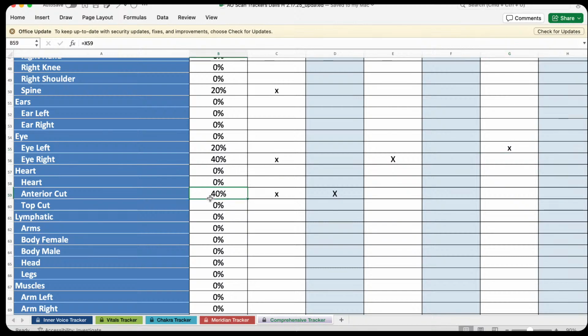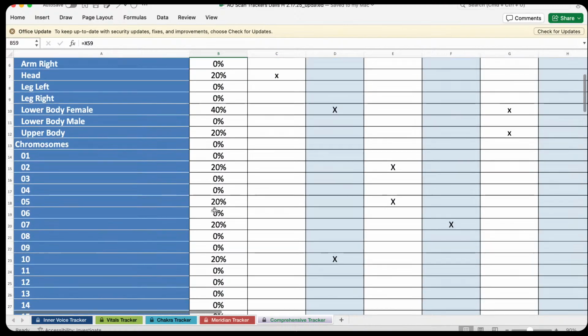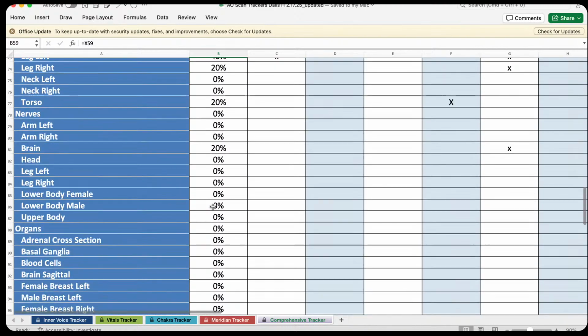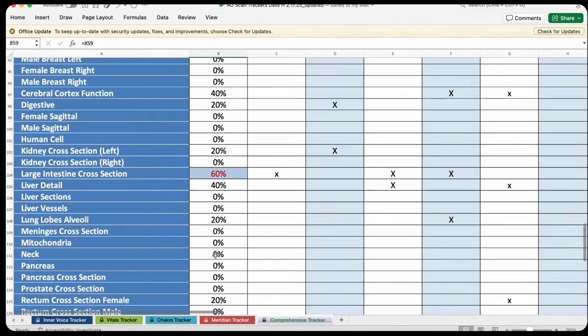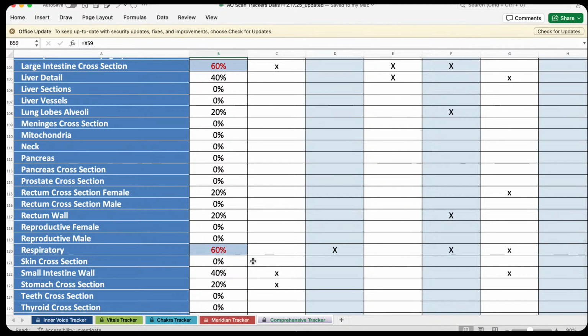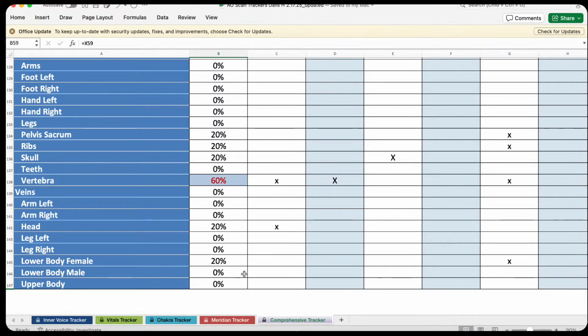All right, so let's look through your comprehensive to see what is showing up more than 50% of the time. Large intestine cross section. Respiratory. Vertebrae.